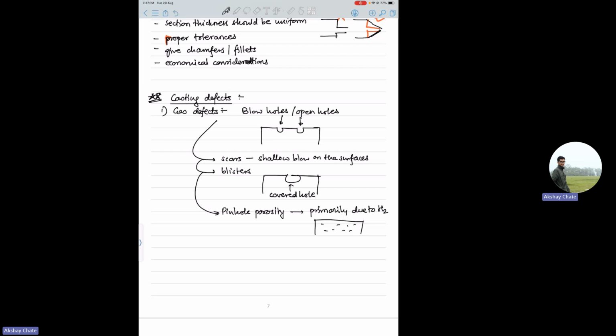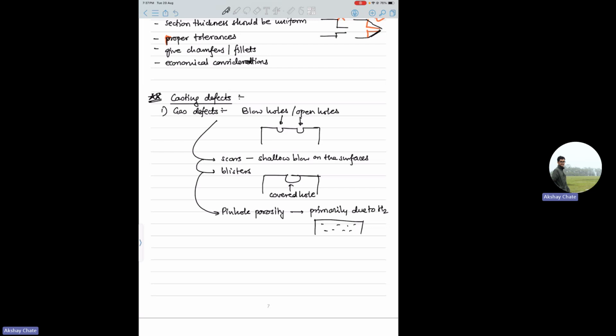And how do you prevent these kinds of things? Provide proper venting, and maintain proper pouring temperature. Use dry molds instead of green molds, etc. Because sometimes moisture also gets trapped. So those things you have to avoid.